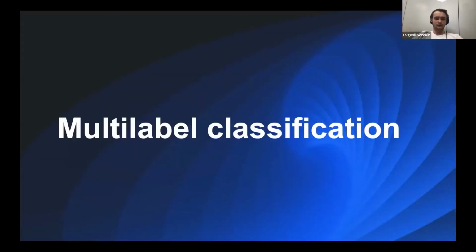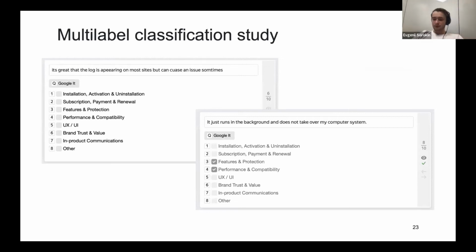Good. Let's go further. There is a small investigation study about multilabel classification. Let me first explain what multilabel is. Multilabel is a classification where a single example can have several final classes. Unfortunately, it appears to be a hard task. It is a non-trivial task to be solved. This is an example of an interface in Toloka.